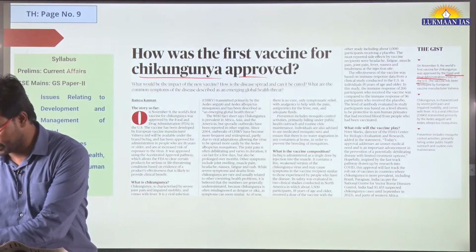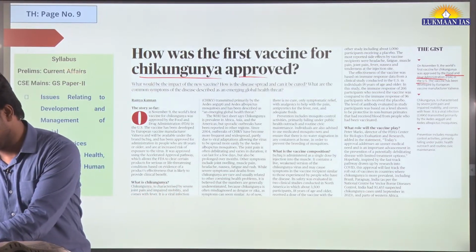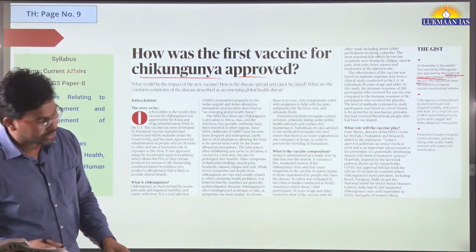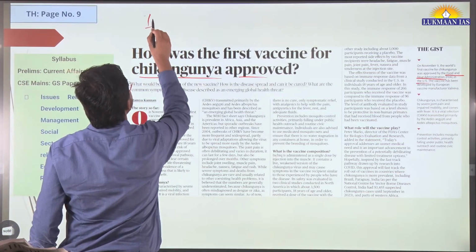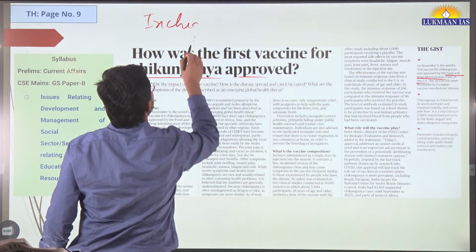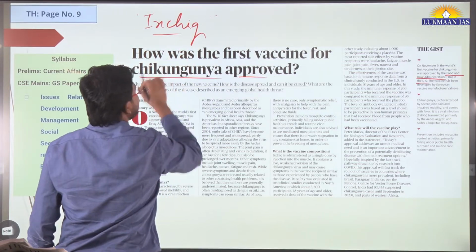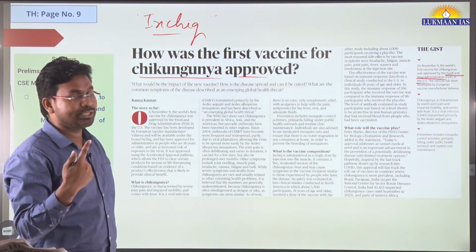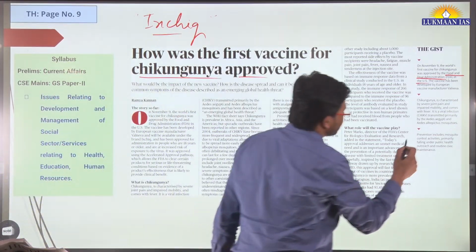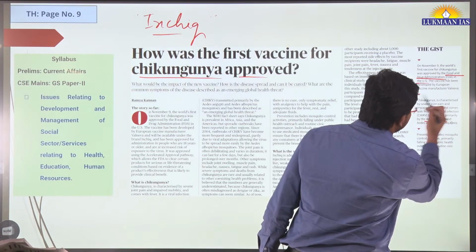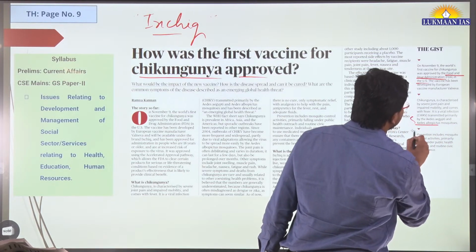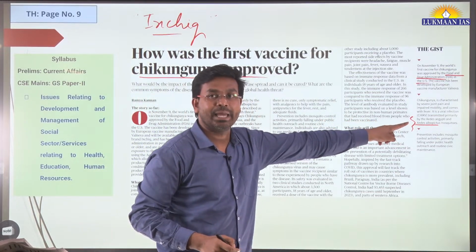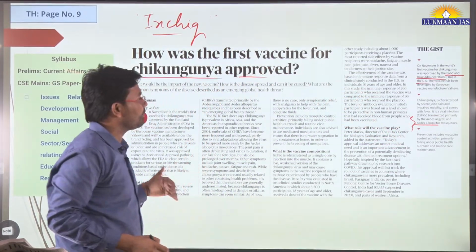Just a minute. Ixchiq, I think I have written it also. The name of the vaccine is Ixchiq, for chikungunya. And chikungunya is caused by two varieties of mosquitoes. One is known as Aedes aegypti, the other is known as Aedes albopictus. These are the two mosquitoes, Aedes aegypti and Aedes albopictus. You can download this PDF and go through it.